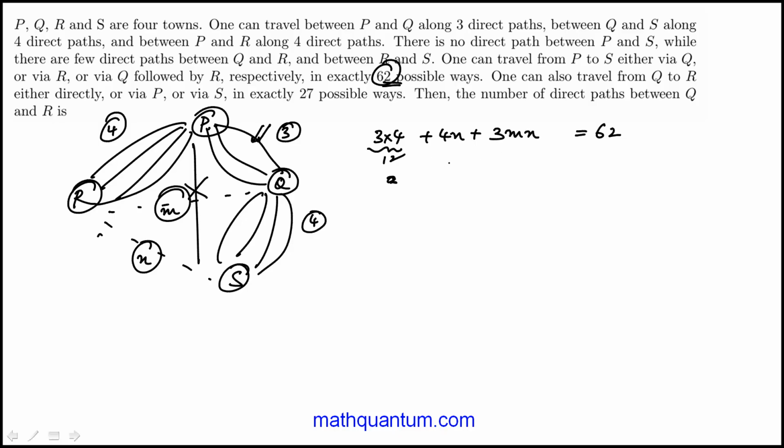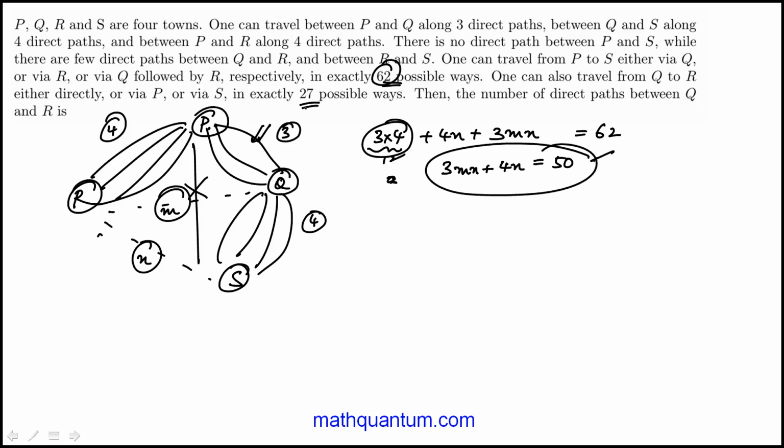So that's our next condition: 3mn plus 4n plus 12 equals 62. If you subtract 12 from 62, that gives you 50. So that's our first relationship. The other one is this one.